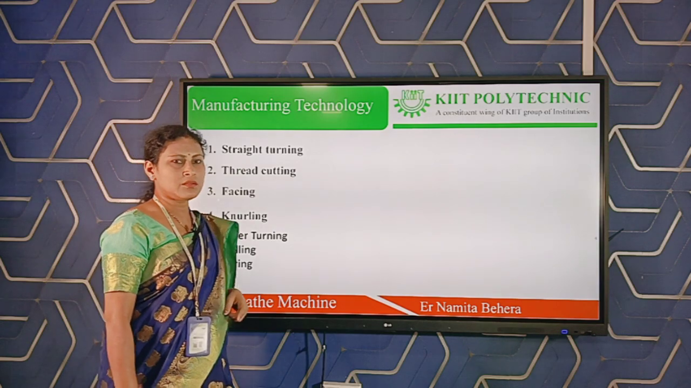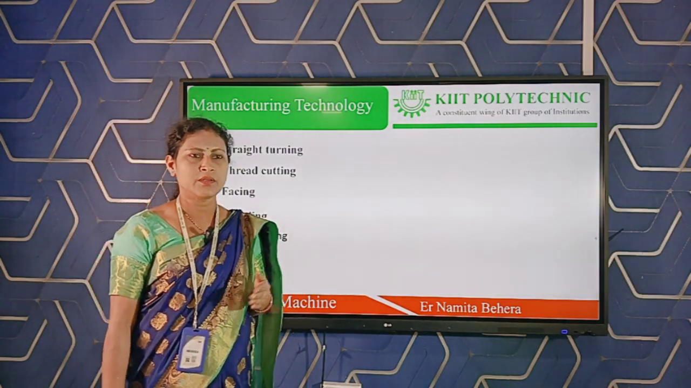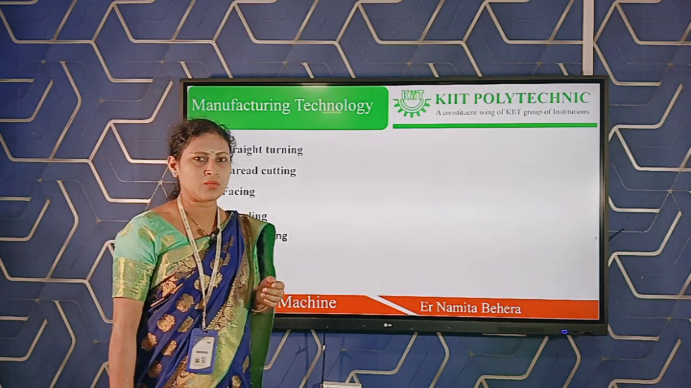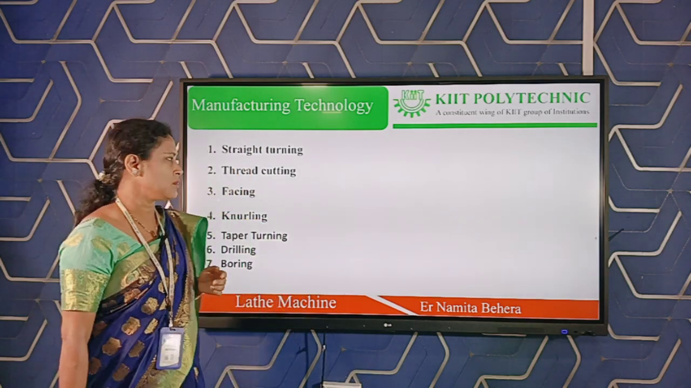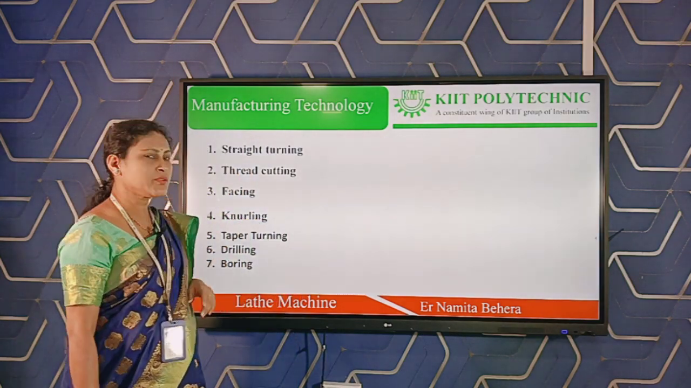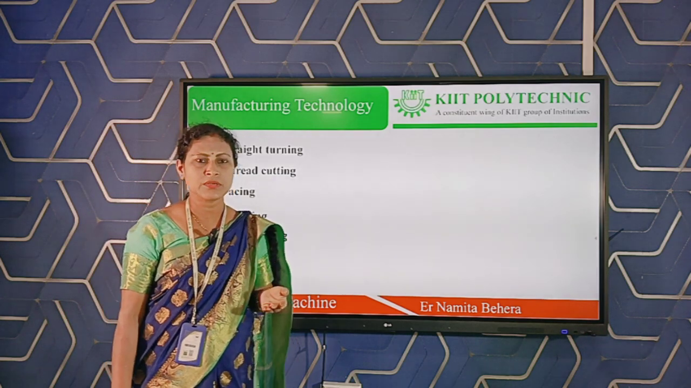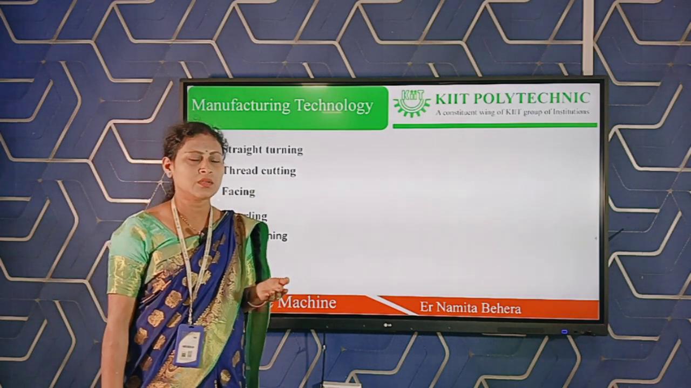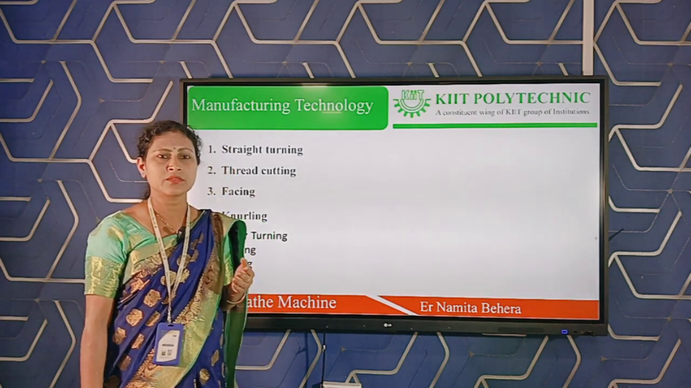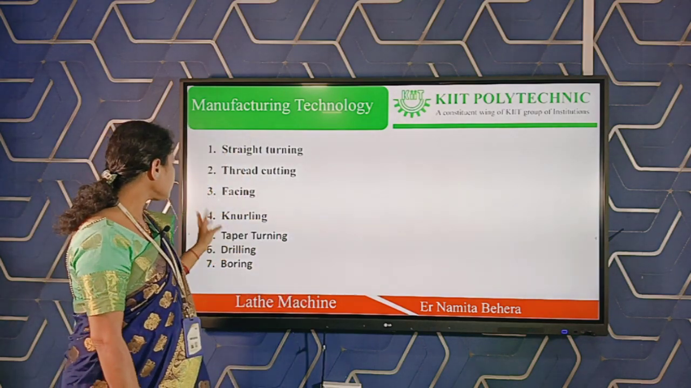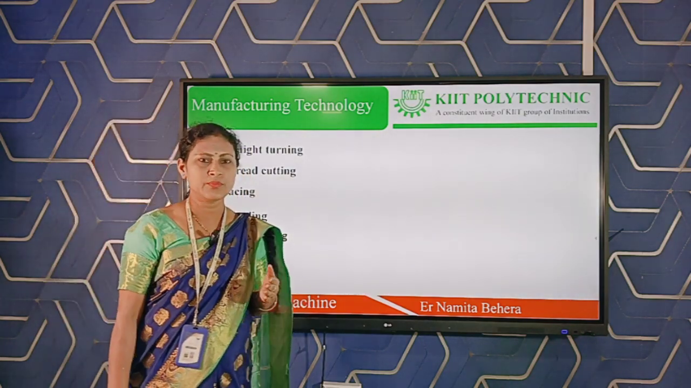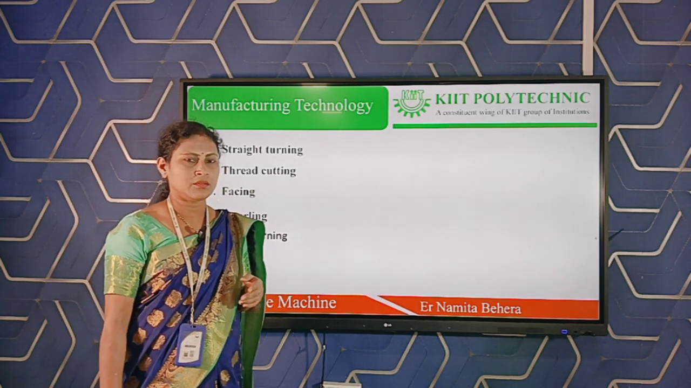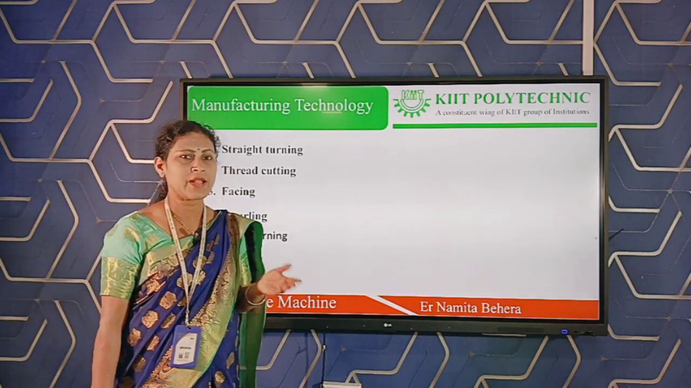Then straight turning. Straight turning is that type of operation in which the tool is moved parallel to the axis of the workpiece. So it is called straight turning. Then what is taper turning? Taper turning is that type of operation in which you uniformly increase or decrease the diameter of the workpiece, producing a conical surface and removing the metal in the form of chips. Then thread cutting.